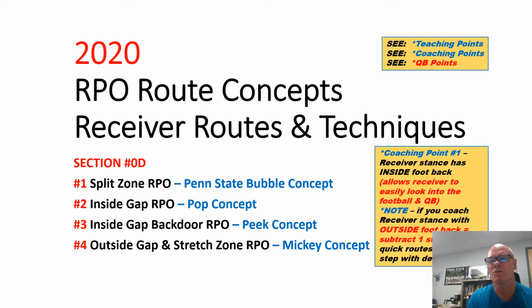Keynote here, we do this with our receiver stance with the inside foot back for their starts. The reason we do this, we feel it just allows them to look easier into the ball, into the quarterback as we communicate. If you do a traditional outside foot back stance, just subtract one step, because most of these quick routes, instead of using yardage markers, we use steps.